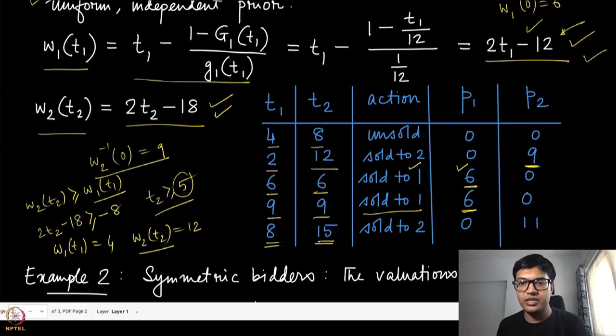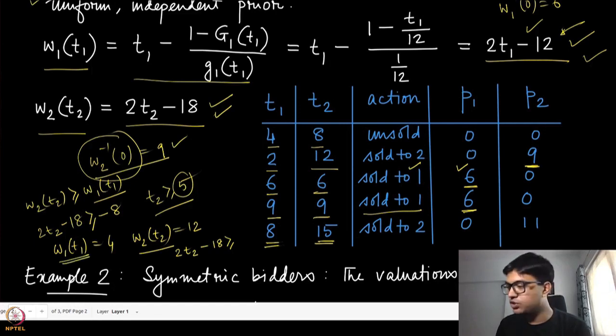But at what point does it start becoming the winner? You can compare between that point where it starts becoming the winner, and also this W2 inverse of 0, which is 9. Whichever is larger, this agent will be asked to pay that. So how can we consider at which point it starts becoming the winner? To find that, we'll have to look at the virtual valuation 2t minus 18 and equate it to the virtual valuation of the other player, which is 4. That is the point where it starts becoming the winner.